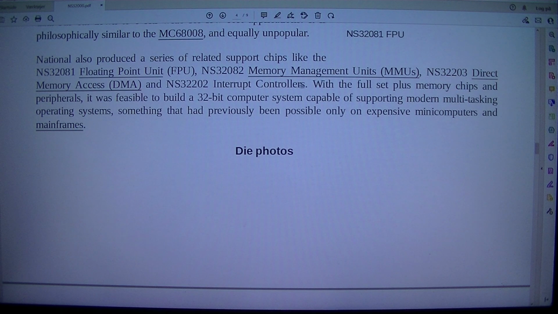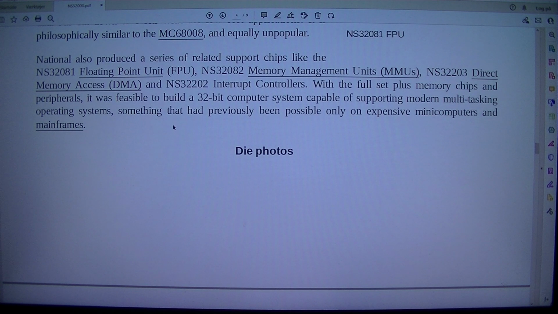NS32082 Memory Management Units, MMUs, NS32203 Direct Memory Access, DMA, and NS32202 Interrupt Controllers. With the full set plus memory chips and peripherals, it was feasible to build a 32-bit computer system capable of supporting modern multitasking operating systems, something that had previously been possible only on expensive mini-computers and mainframes.